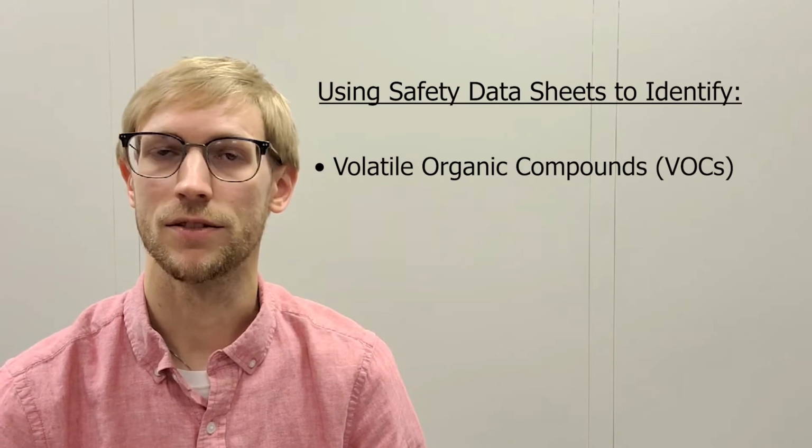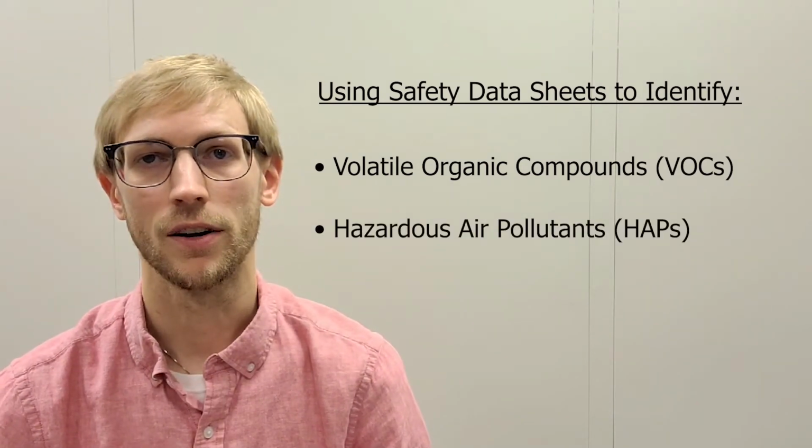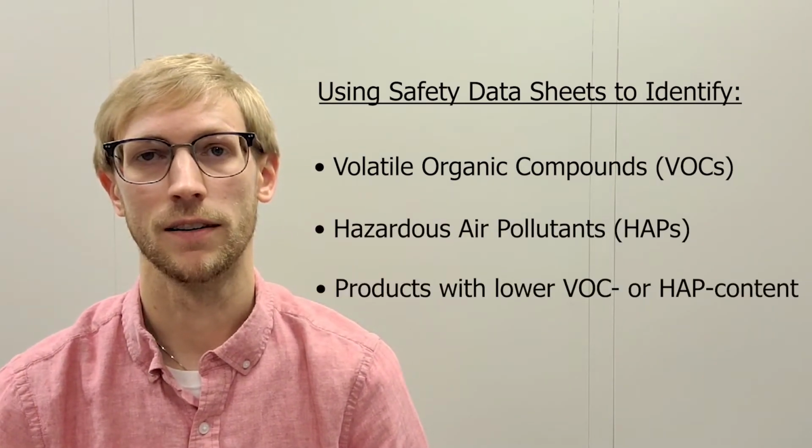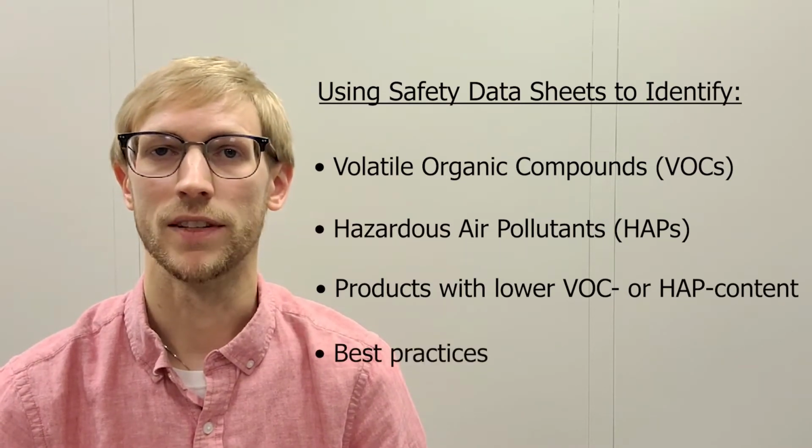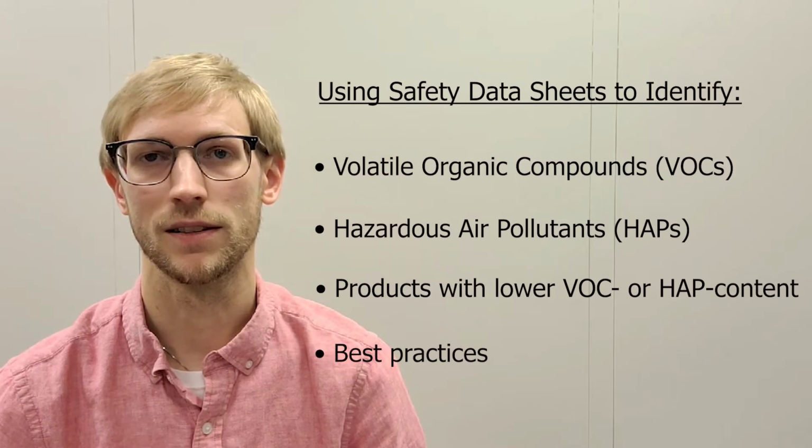This video will review safety datasheets, explaining the main sections and how to use the datasheet to identify important pollution prevention concepts such as: Is it a volatile organic compound? Is it a hazardous air pollutant? Can I find a product with a lower VOC or HAP content? What is the best way to store the product to extend its useful life and prevent spills, contamination, and waste?